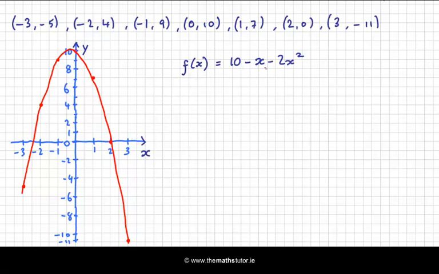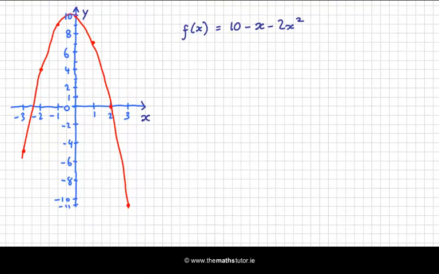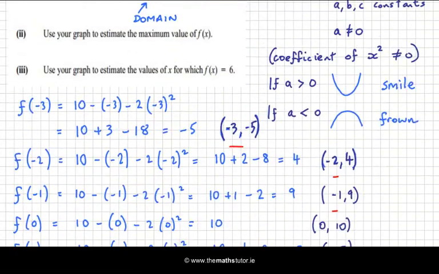Remember the function is f of x equal to 10 minus x minus 2x squared. And we were asked a couple of questions. We were asked to estimate from the graph the maximum value of f of x. I think from my graph it is just a little bit up here, so I'm going to try and mark it off in yellow. Up there, it's just a little bit bigger than 10. So I'm going to say that the maximum value is, let's say, 10.25.